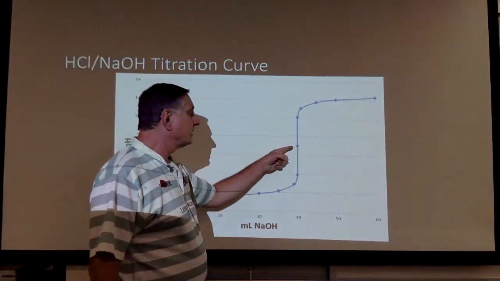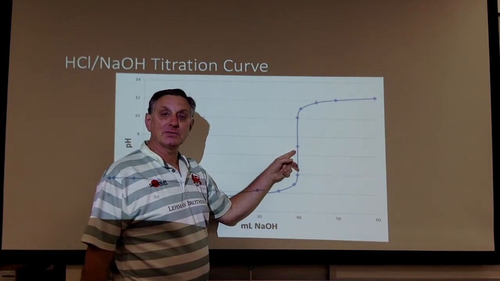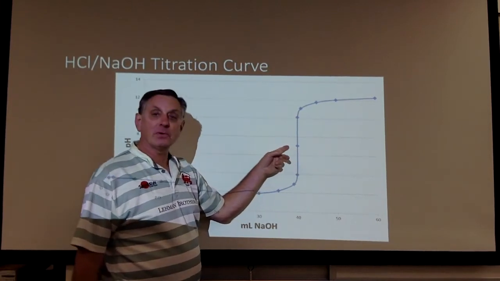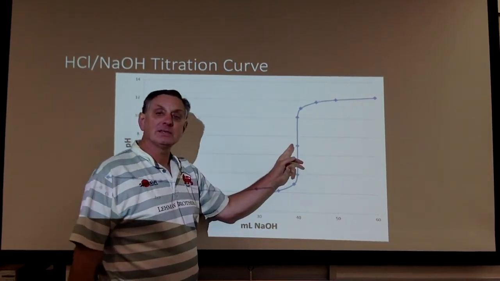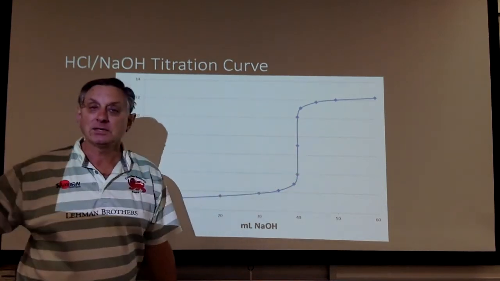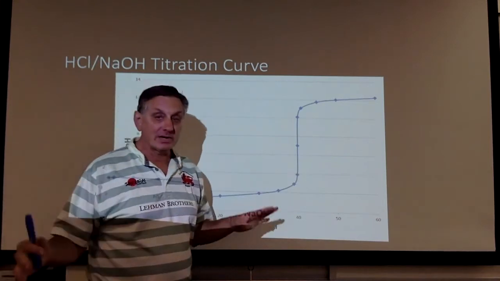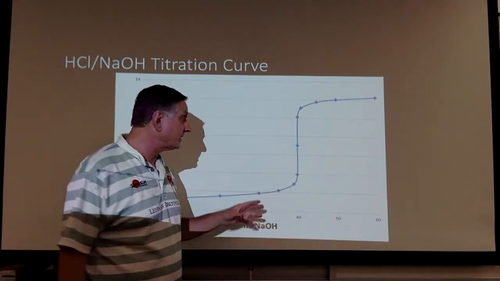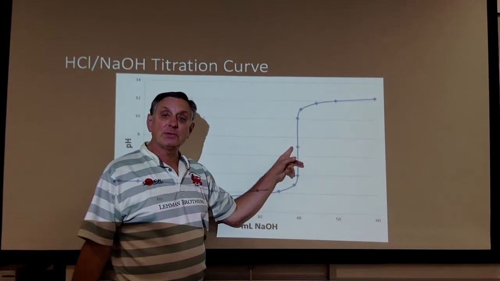This is what we're looking for in a strong acid, strong base titration. We're looking for the steepest part of the curve. This is called the equivalence point. For a strong acid, strong base titration, no matter what it is, any strong acid, any strong base, the equivalence point will have a pH of 7.